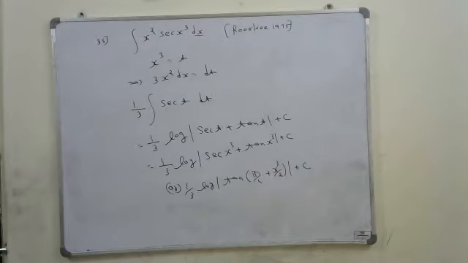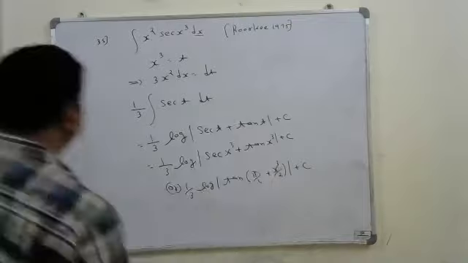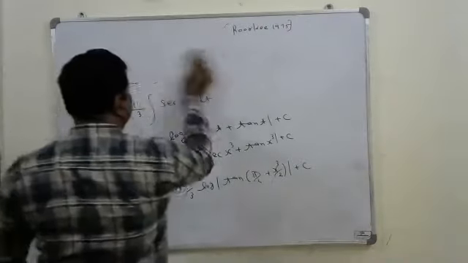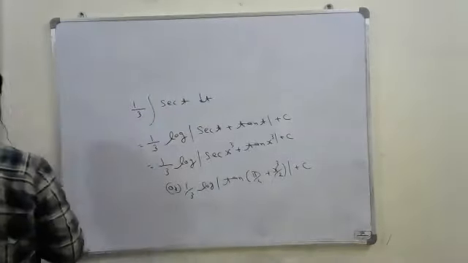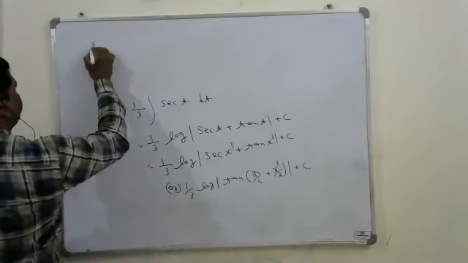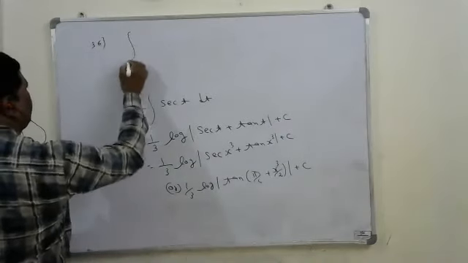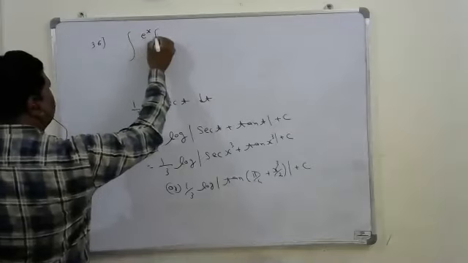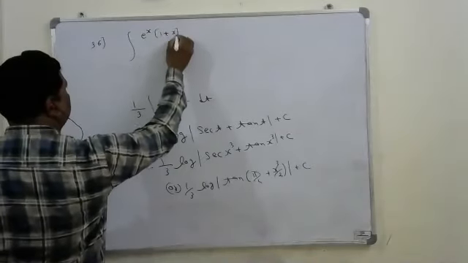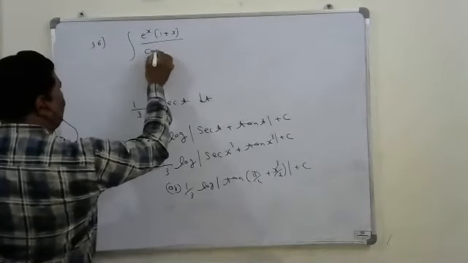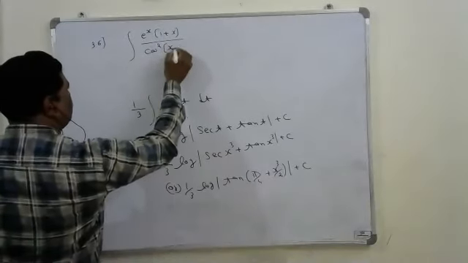Completed. Okay. Yes, look at the next problem. 36 problem. Just observe this integral: e power x into 1 plus x upon cos square of x into e power x dx.